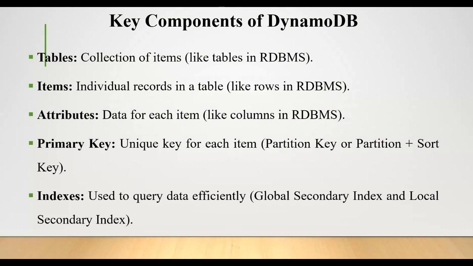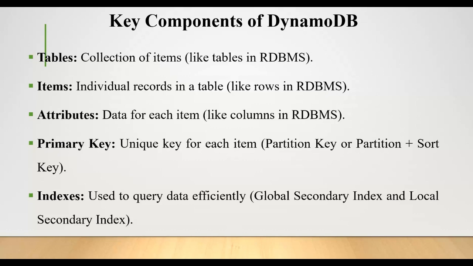RDBMS. And attributes are the data for each item. So an attribute is the data of each item. For example, when we create an item for a table, like a student item, it contains attributes for each student, student 1, student 2, or employees. It contains the data for each item, like student name, age, and class. Next is the primary key. A primary key is a unique key for each item. It's a partition key or a sort key.